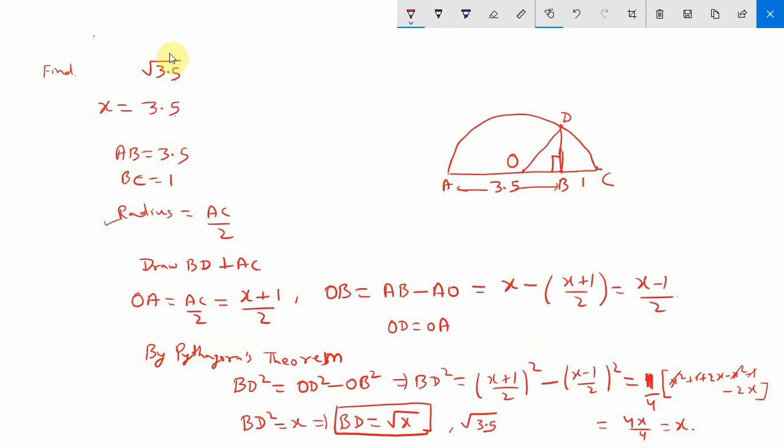Okay friends, now we will discuss some operations of irrational numbers. If a and b are two positive real numbers, I will explain this.